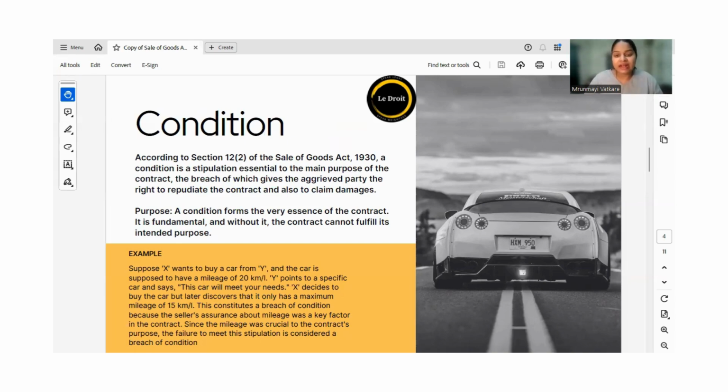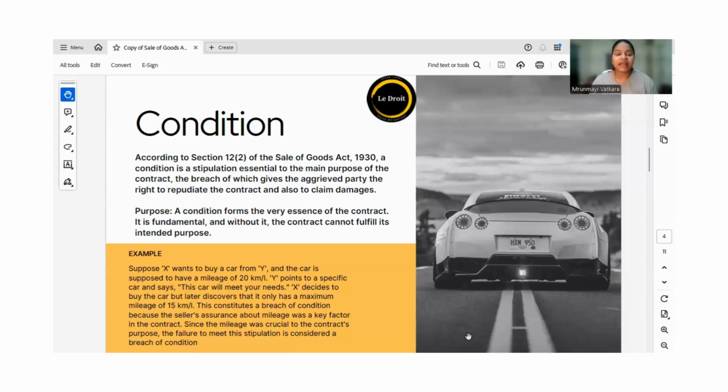Let's begin by understanding how the Sale of Goods Act defines conditions and warranties. According to Section 12(2), a condition is a stipulation essential to the main purpose of the contract. Breaching a condition gives the aggrieved party the right to repudiate the contract and claim damages. Now let us understand what is the purpose of a condition. A condition forms the very essence of the contract. It is fundamental, and without it, the contract cannot fulfill its intended purpose.